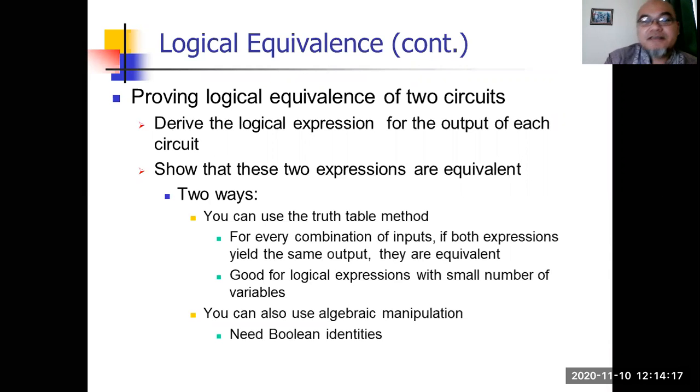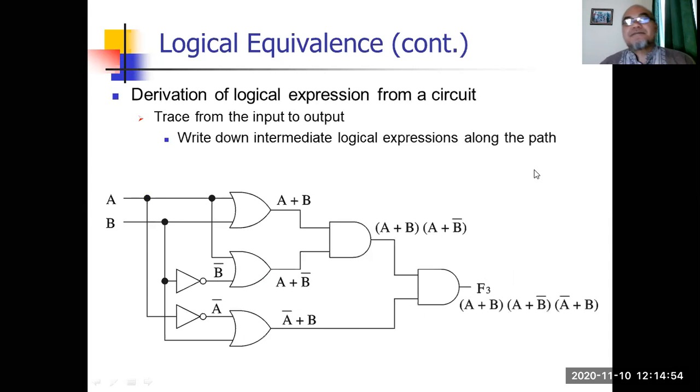For example, so that these two expressions are equivalent, one way is to use the truth table, as we have mentioned. So for every combination of inputs, if both expressions yield the same output, then they are equivalent. Yeah, like we have tried in the previous example. Good for logical expression with a small number of variables. If the inputs are only 2, then it is quite simple. But if the inputs are quite many, then it gets more complicated. What we can do is use Boolean identities to make it quicker to check the equivalence.